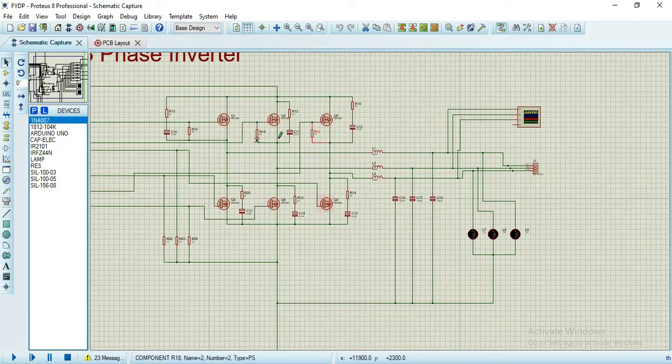After implementing the inverter, we have this LC filter, filtering the output voltage so that we can see the proper sinusoidal wave, right? So now I am running this simulation. You people can see here.